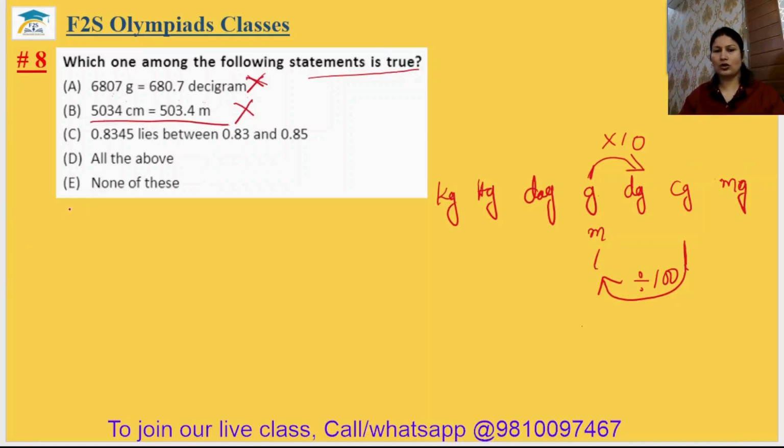This is also wrong. Now 0.8345 lies between 0.83 and 0.85. Yes, yes, because this is the 100th place digit and it means 0.8345 is greater than 0.83 and it is smaller than 0.85. So yes, it means it is lying between these two numbers. Option C. Eighth answer is option C.